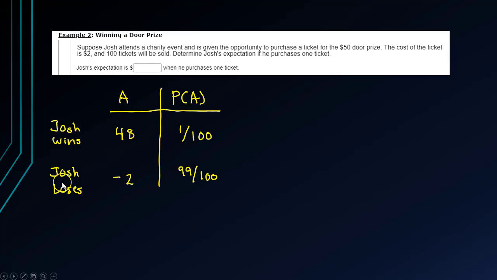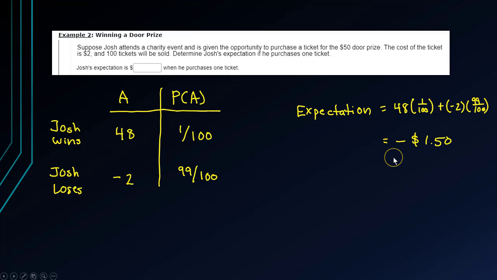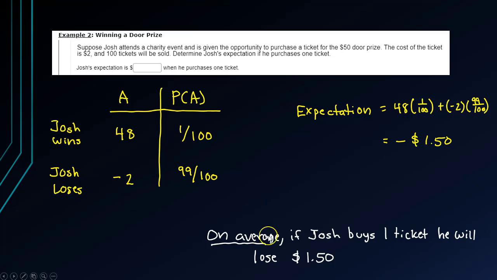Whereas if Josh loses, he's going to lose that $2, and there's a 99 out of 100 chance of that happening. So the expectation here equals 48 times 1 over 100 plus negative 2 times 99 over 100, which means that's a negative $1.50. So on average, if Josh buys one ticket, he will lose $1.50. And we expect that to happen because it should favor the house, whatever group or organization is selling the tickets, because they're trying to make money.